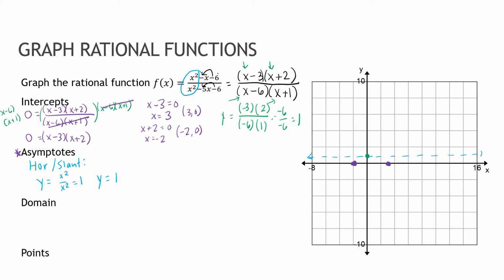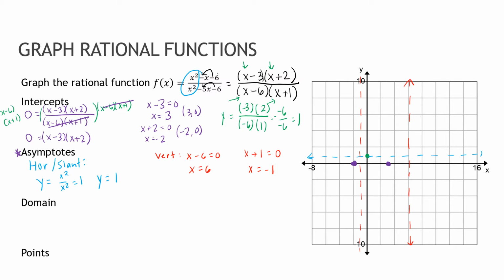And then my vertical, let's find a different color. Vertical, let's use red. My vertical asymptotes occur when my denominator is undefined. So if x minus 6 is equal to 0, I get x equals 6. Again, this is actually a line, x equals 6, which looks like this. And then I have x plus 1 equals 0, which means x equals -1 is a line right here.